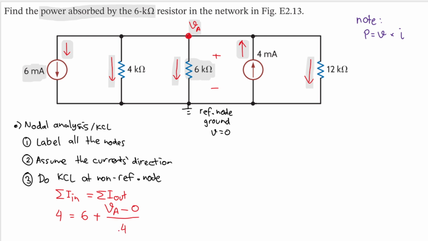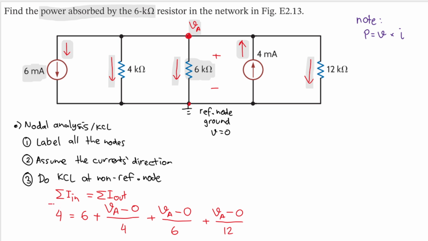Good. And now let's play the same game for this 6 kilo ohm resistor. We have VA, where the current comes from, and then it goes to the ground, so I will have minus 0. This is voltage. To get current, we divide by the resistance between them, which is 6. Again we played the same game, and the last one is here. We'll have plus VA minus 0, divided by the resistance between them, which is 12.